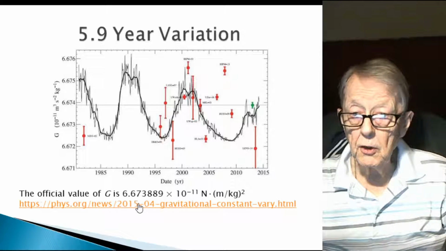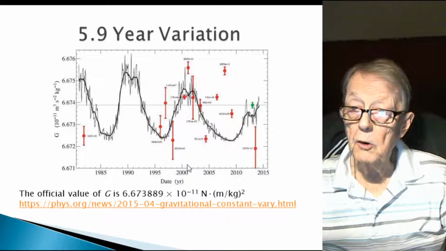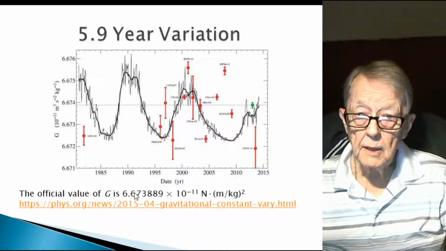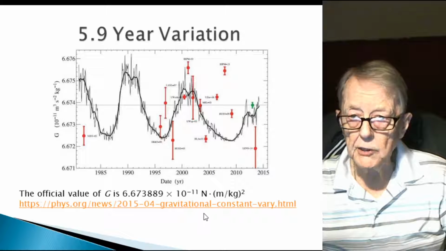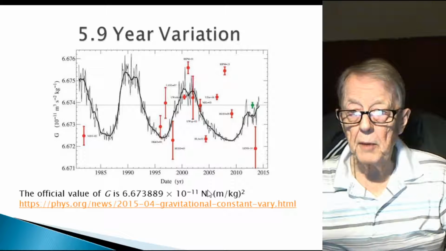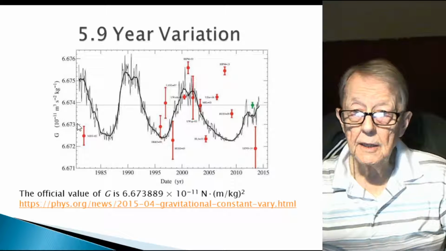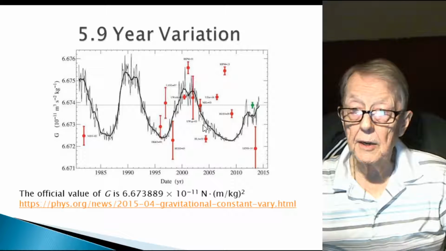They've tried to explain it. If you look this link up and read about it, they try to say that, well, maybe it's caused by some underground movement. That's what I said. The universe is dynamic. It's changing all the time. But what I find interesting is you read in Wikipedia, the official value, or actually in this link, is 6.673889 times 10 to the minus 11th newton meters per kilogram squared, all the way out to 6 digits. I don't know how they could go out that far and claim it's that accurate of a value when its value is moving all over the place.